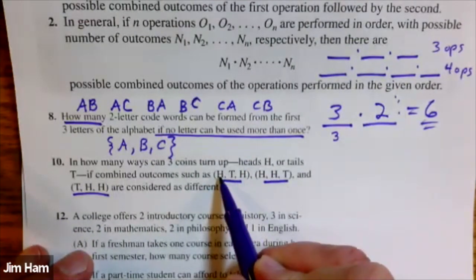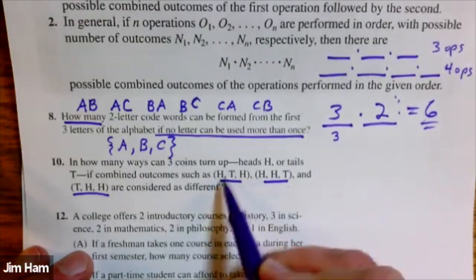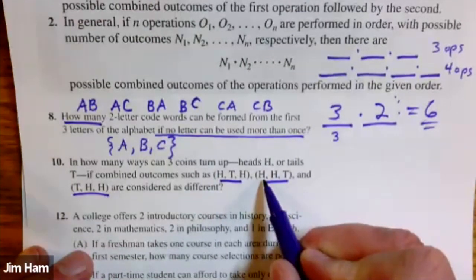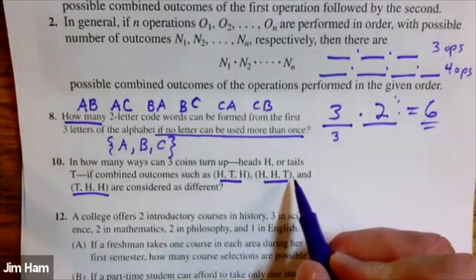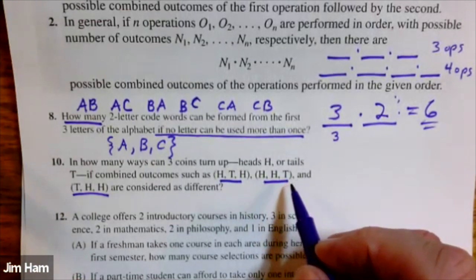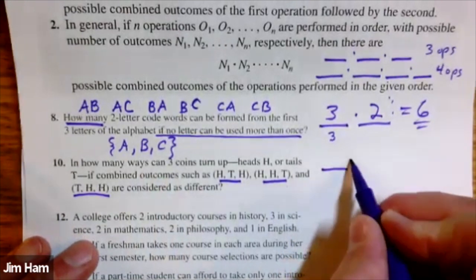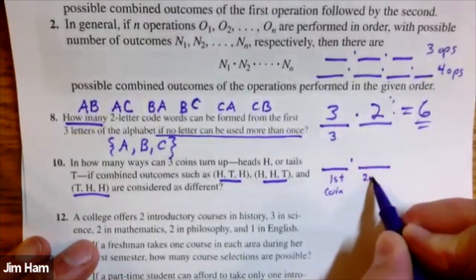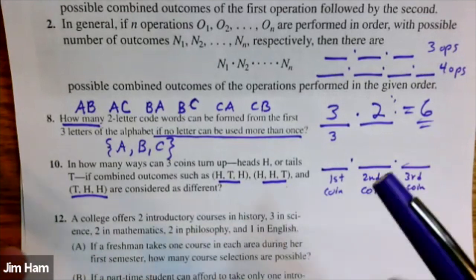For this outcome, the penny was a head, the nickel was a tail, and the dime was a head. That's a different outcome than if the penny was a head, the nickel was a head, and the dime was a tail. Okay, so how many ways can this happen? For this one, we're going to flip the first coin, then the second coin, and then the third coin.